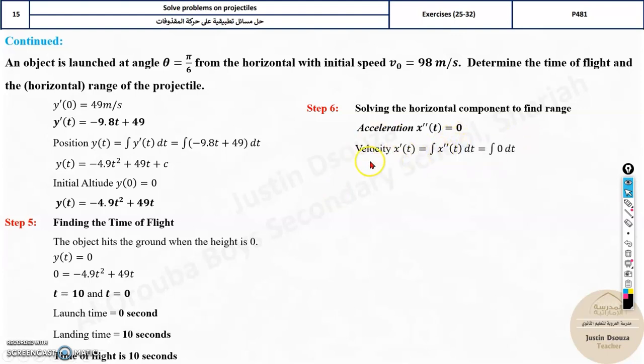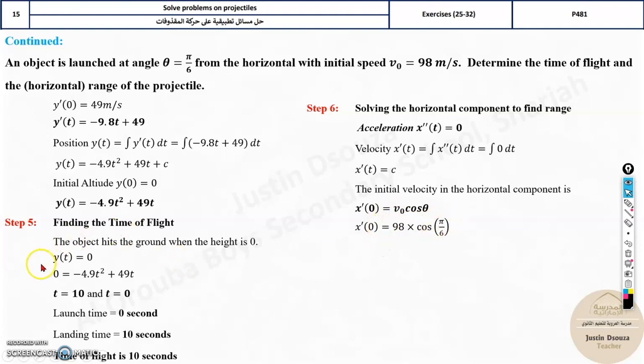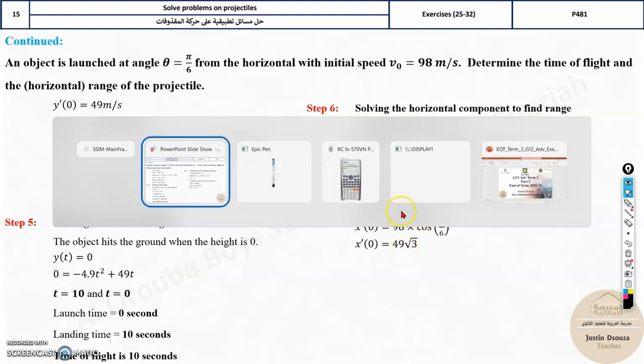And then we start solving the velocity. The velocity over here would be the integral of this. Basically it's again 0 plus c, because we have only the constant of acceleration. What is that c value? You can easily find it by this formula: x'(0) is equal to v naught cos theta, and then you get 98 cos theta. Over here you can use the calculator and solve it. We just did this over here.